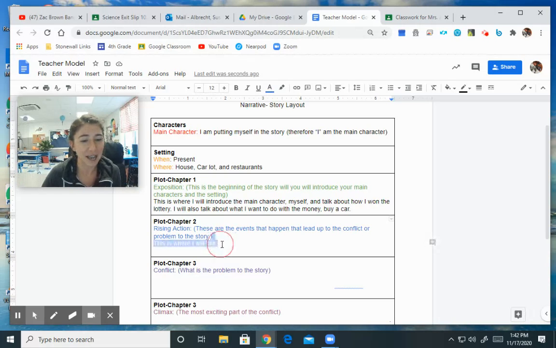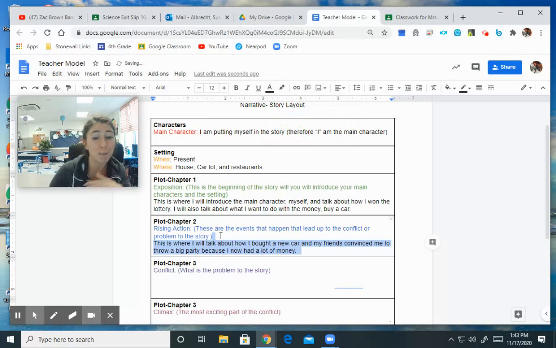So our rising action, our 4th grade rising action, is that I go and buy my new car, and I'm super excited because I have won $1 million. But then my friends convince me to throw this big party because I have all this money. So of course I'm going to throw the party, right?